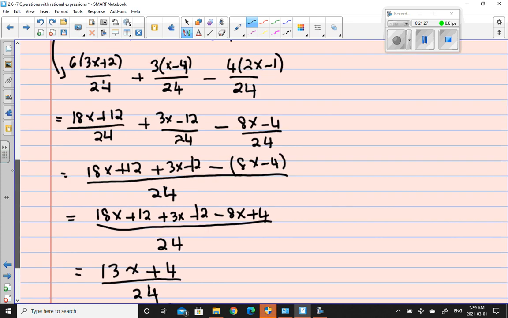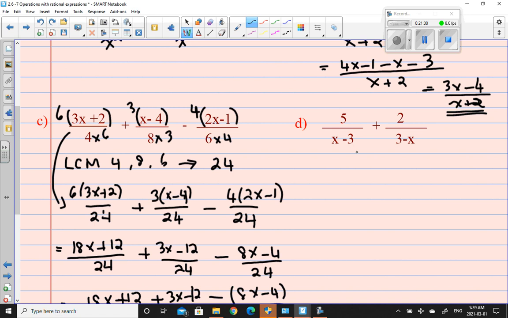Okay, we have one more up here. 5 divided by x minus 3 plus 2 divided by 3 minus x. So you can see here in the denominator, one is the negative of the other. So you can change this by writing the first one as is and changing this to subtraction and writing 2 over x minus 3. So you kind of factored out a negative from here. So 3 minus x is the same as negative of x minus 3.